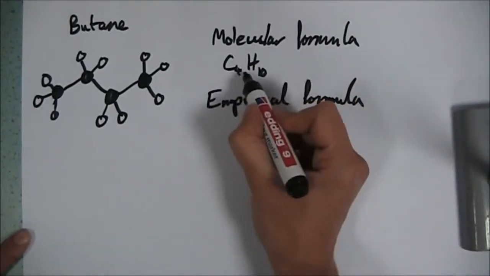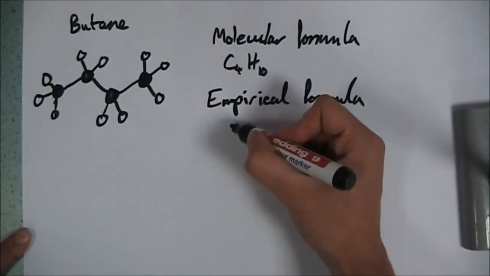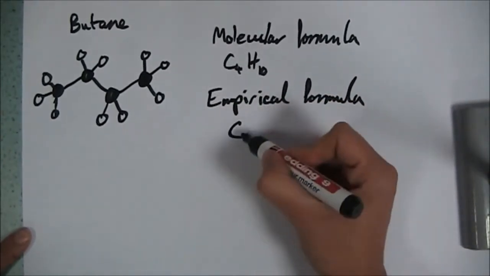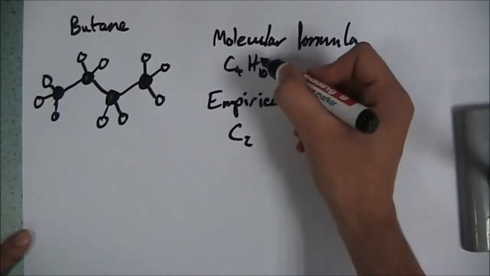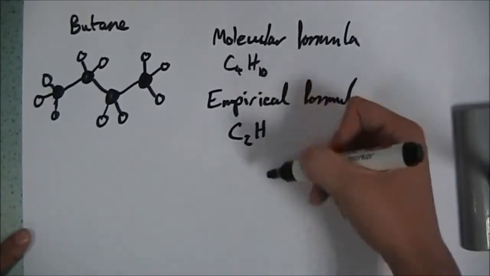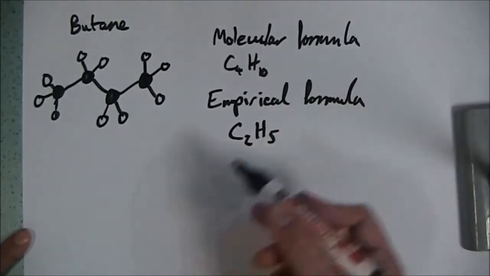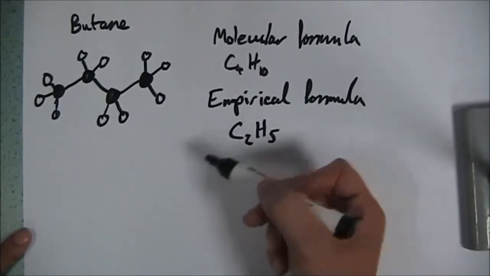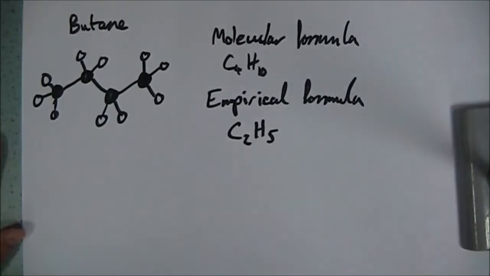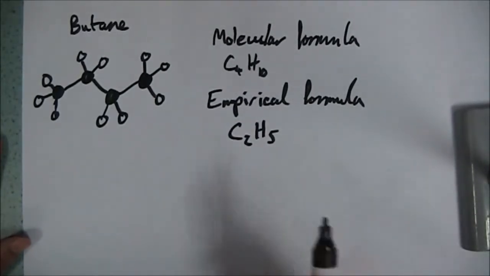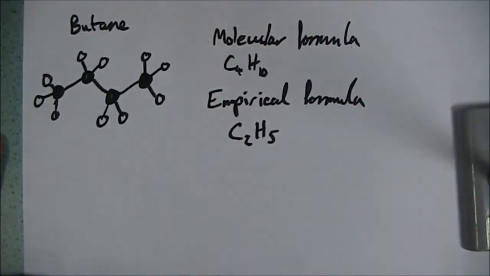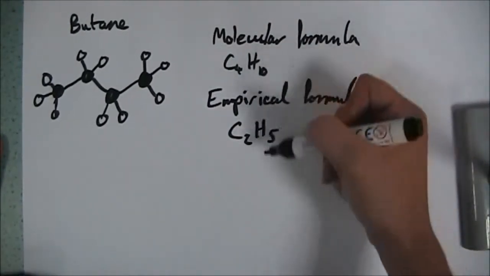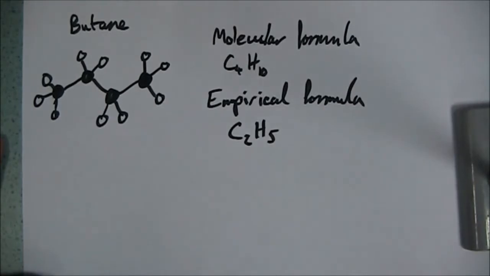But this time, when we come to do the empirical formula, we're going to see actually 4 and 10 both divide by 2. So we can have C2, because 4 divided by 2 is 2, and H, now 10 divided by 2 is 5, is the empirical formula, because that is the simplest ratio. It doesn't simplify any more. 2 doesn't go into 5, 5 doesn't go into 2, so this is the simplest whole number ratio we can have. And you see this time it is different from the molecular formula.